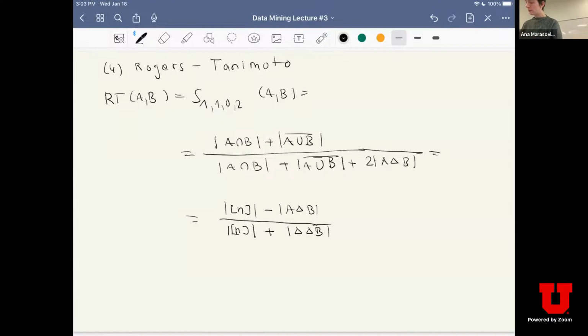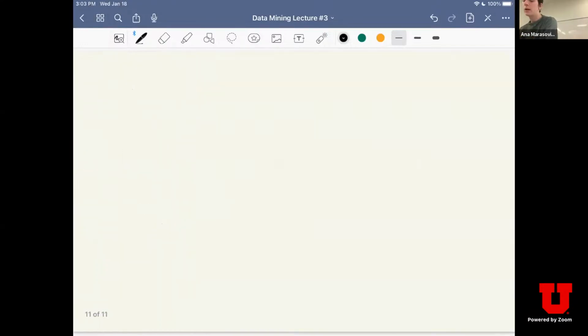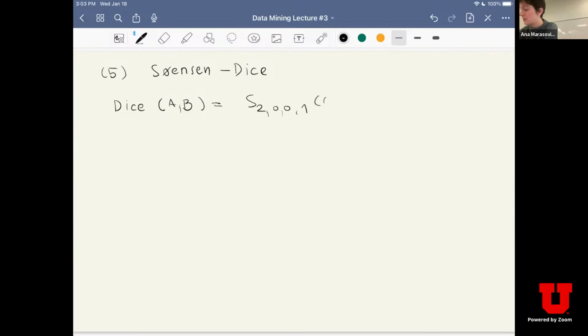And okay, I will maybe go quickly through, not go over all the set operations. And we have the final one. This one was proposed by, I believe, the biologist Sorensen, but then actually written up by Dice. So it's usually known under Dice's name. S2001 AB.